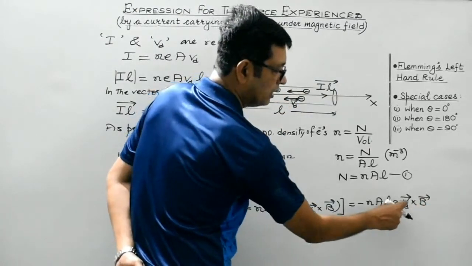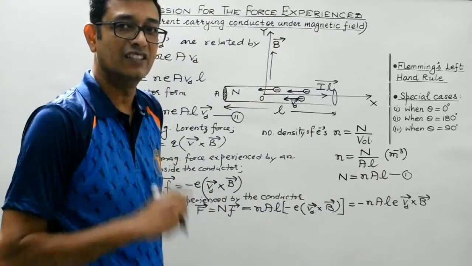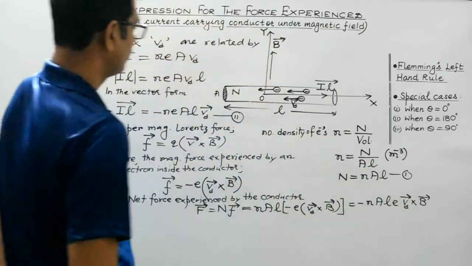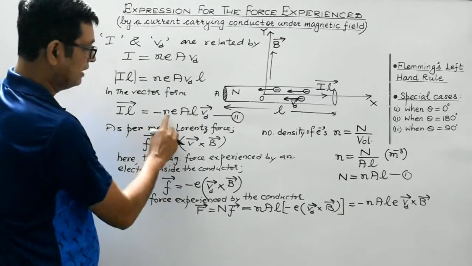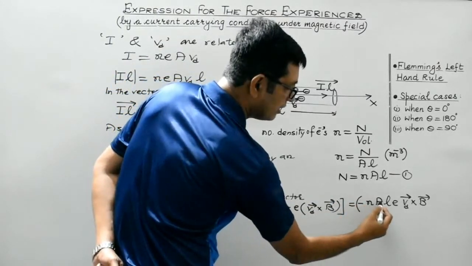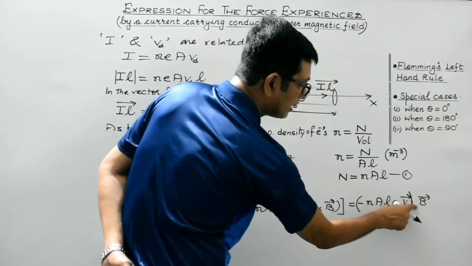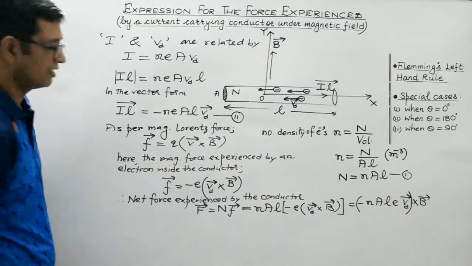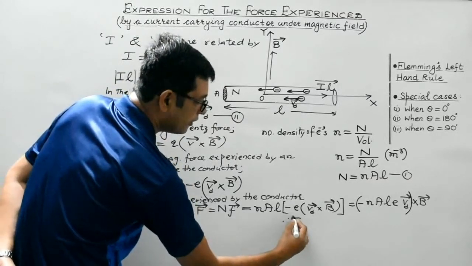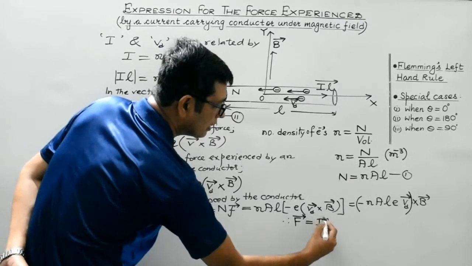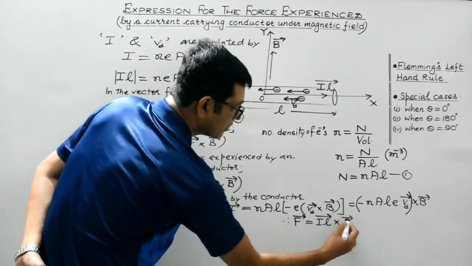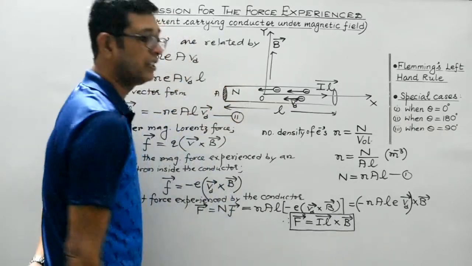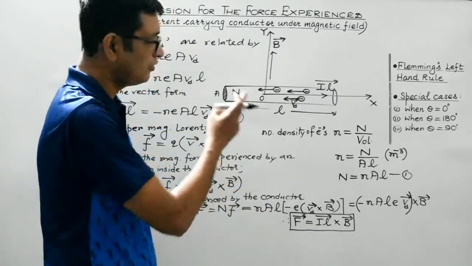These all are scalars; only the drift velocity and the magnetic field are vectors. And the cross product or the vector product can be only between two vectors. Now students, make use of this equation 2. Minus NEALVd can be written as minus NALEVd, which can be written as IL vector, isn't it? Therefore students, F vector is equal to IL vector cross B vector. So this is the expression for the magnetic force experienced by a current carrying conductor under the influence of a magnetic field.